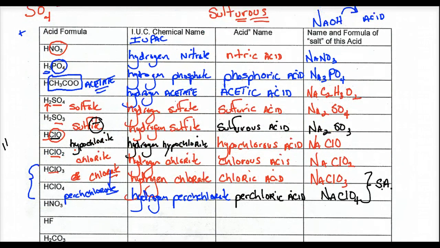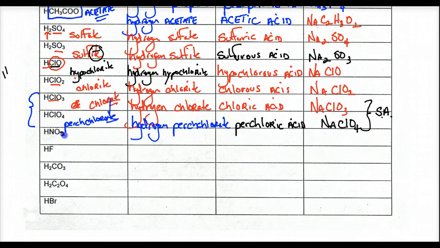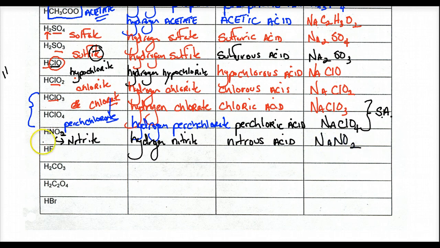Okay, HNO3. I think we had that one already. So let's make that HNO2. That's a what? That's a nitrite ion. So this would be hydrogen nitrite. And this would be nitrous acid. Yeah. This would be NaNO2. Yeah, so that should be a 2 there.